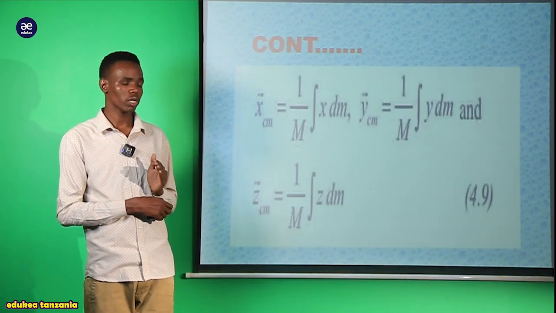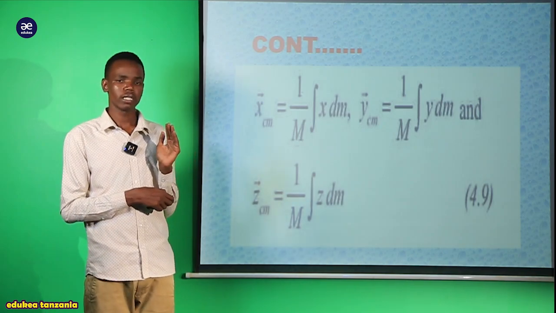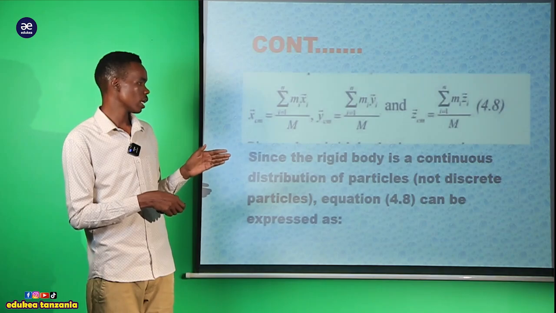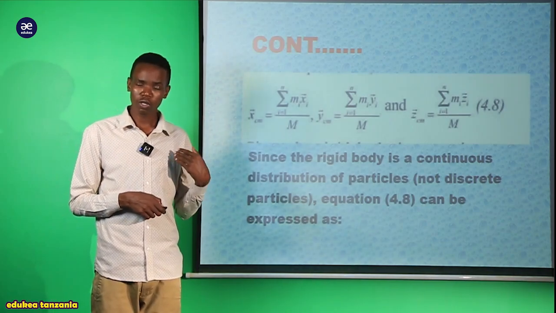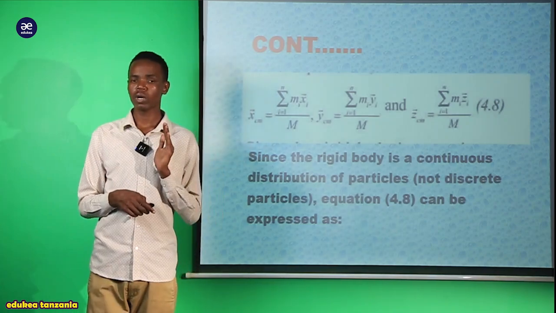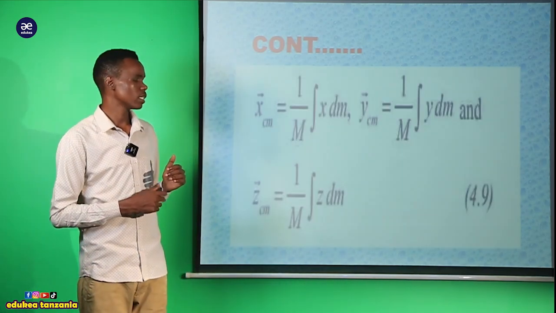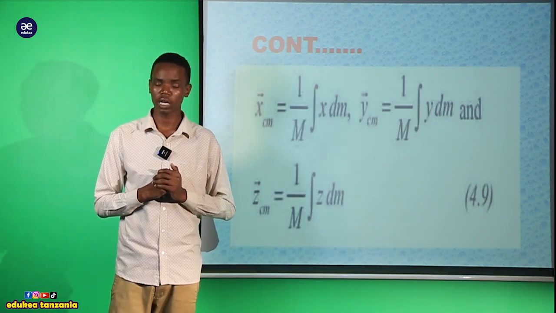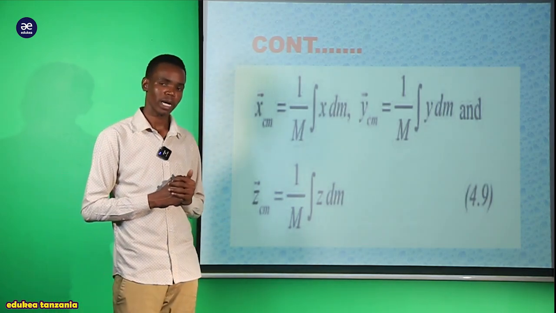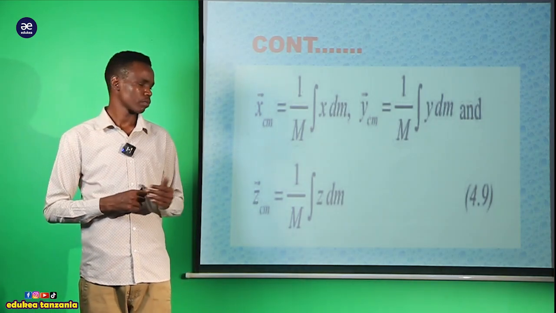Because it is continuous, it means it is not discrete. Since it is continuous and not discrete, we cannot express it in terms of the summation; instead, we express it in terms of the integral. We apply integration so that we can obtain the center of mass for the continuous rigid body.